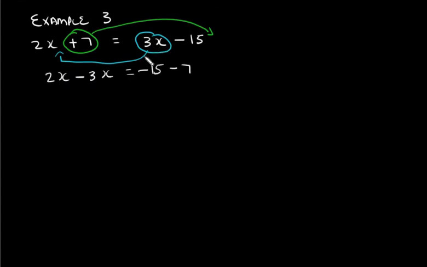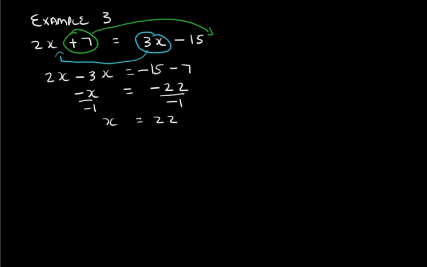So the 3x will change to a negative 3x, and the positive 7 will change to a negative 7 on the right hand side. That gives me negative x on the left hand side and negative 22 on the right hand side. So we know we need to solve for x. What we have at the moment though is negative x, so we need to divide by the number in front of the x. Do you know what the number is in front of the x? It's minus 1, and that's what we need to divide by on both sides. And that will give me x is equal to 22.